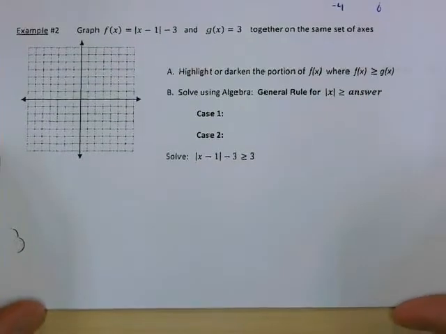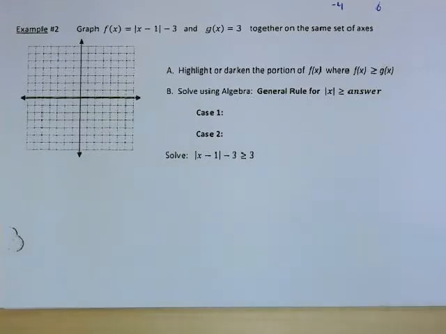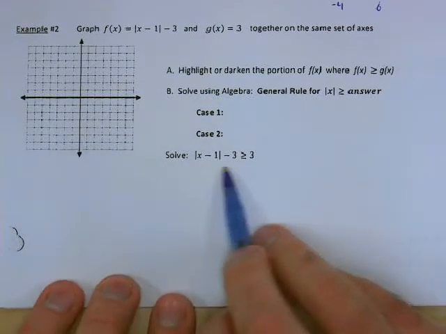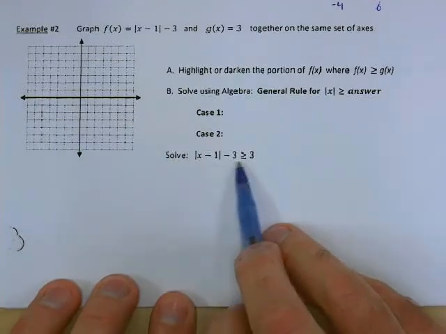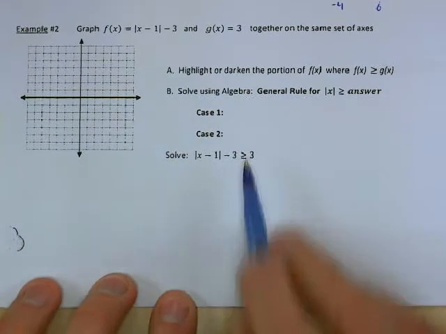Let's take a look at example 2. Okay, so very similar. They're giving us two functions, f of x and g of x. We want to compare their graphs and then also solve algebraically. Okay, now the biggest difference here is if we look at our equation, which they already set up for us. This is a greater than problem, not less than.